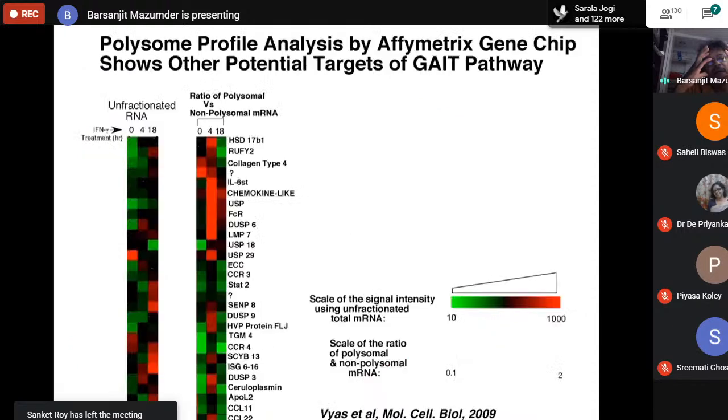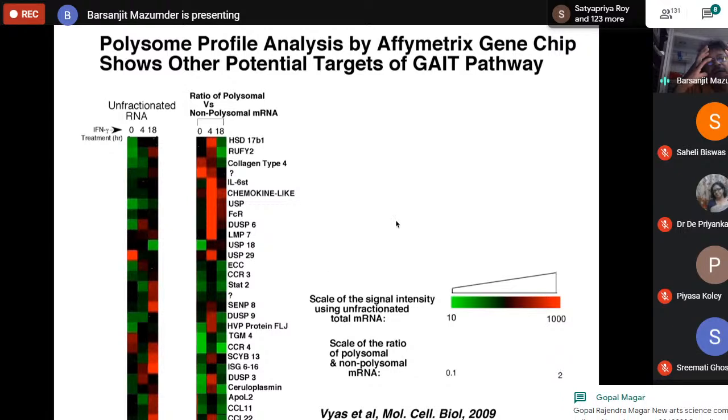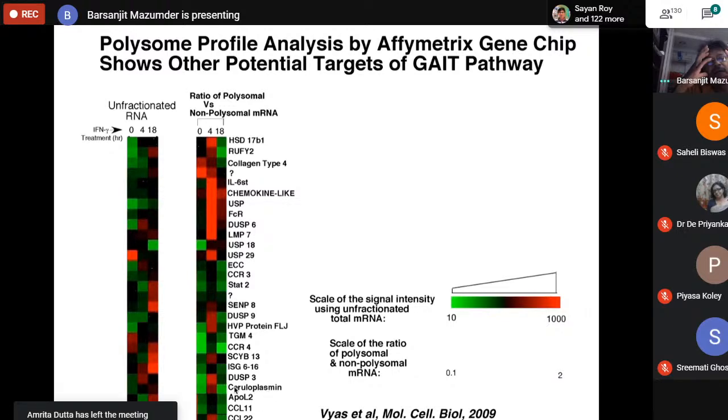So that's what we did here. So this is the final data. Although these messages are induced in response to interferon gamma, their ratio is not getting high. So the message is more, but they are not efficiently recruited to the mRNA, to the ribosome. So that means these messages could be under translation control. And as a proof of concept, we have found ceruloplasmin also here.